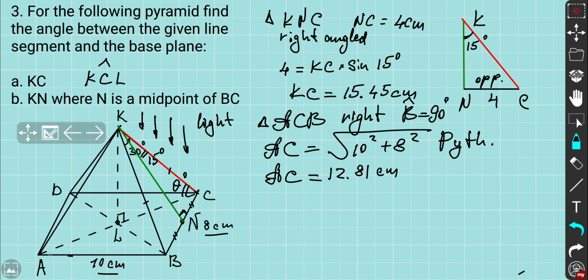So what about LC now? LC is basically half, right? Because diagonals in rectangles split into equal parts at their point of intersection. So LC is going to be half of AC. Let's halve the value. It's going to be 6.40 centimeters. Okay, so we found LC. I just mark it with that purple line, violet.